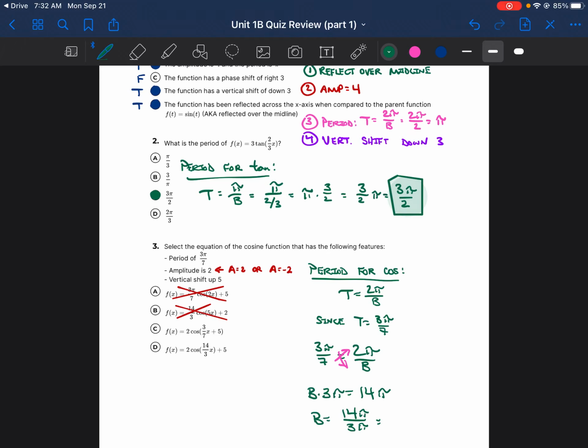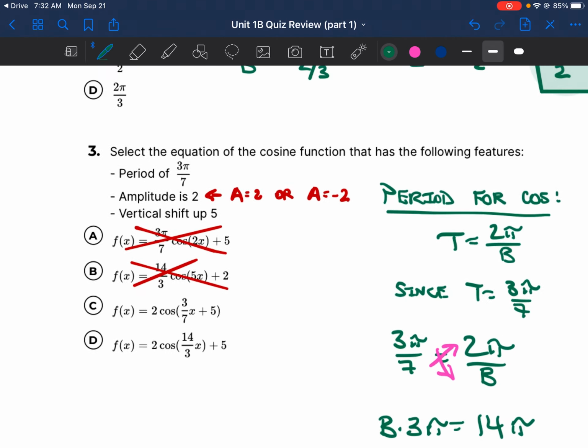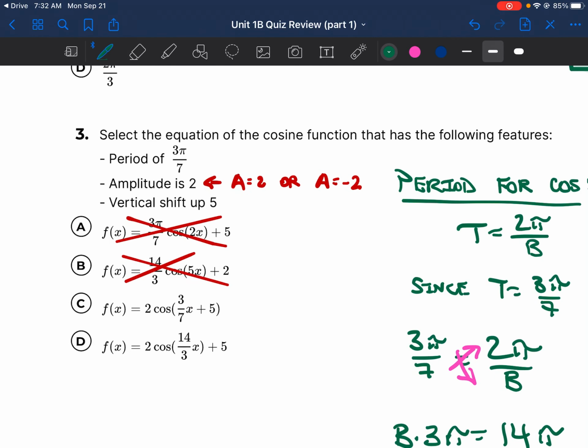And reducing by pi, the pi's will cancel. We get b equals 14/3. So if we look at our answer choices, the only option left between C and D that has a b term of 14/3 is D.